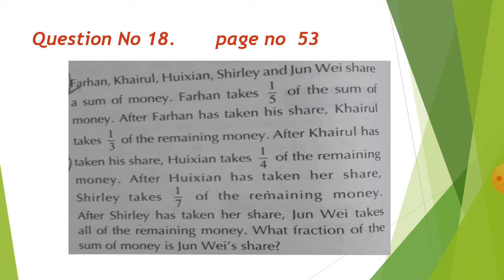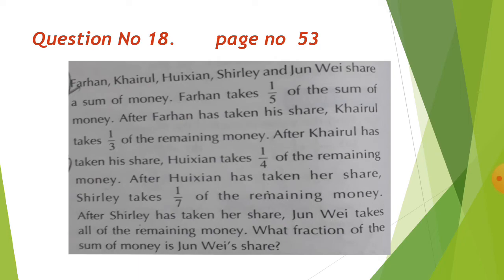After Farhan has taken his share, Harul takes 1 over 3 of the remaining money. After Harul has taken his share, Hussein takes 1 over 4 of the remaining money. After Hussein has taken her share, Shirley takes 1 over 7 of the remaining money. After Shirley has taken her share, Johnvesey takes all the remaining money. What fraction of the sum of the money is Johnvesey's share?